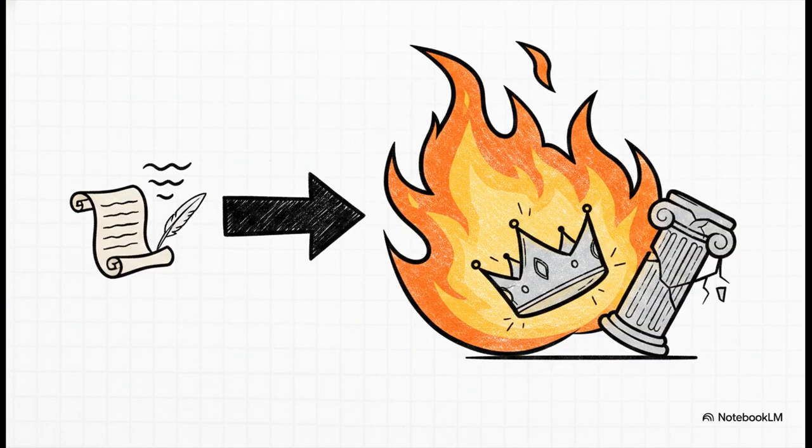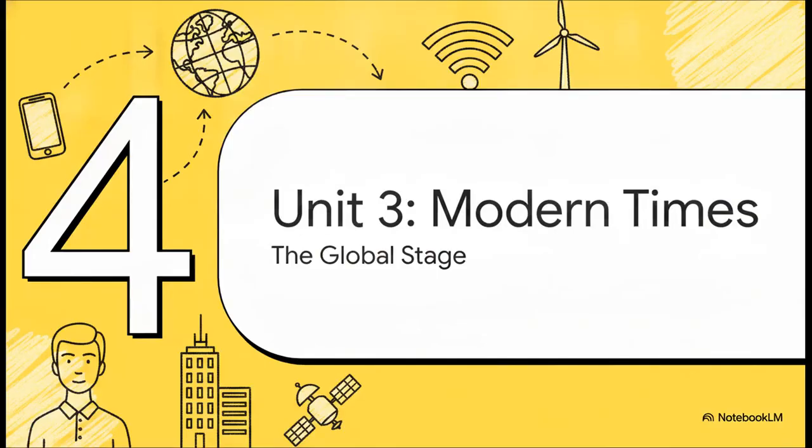And because this era is all about complex ideas, we have to lean heavily on another essential investigative technique, determining a theme or central idea and analyzing its development. You'll literally track how an explosive idea like human rights or revolution starts as just a whisper in a philosophical text and develops into a roar that topples entire empires. Which brings us to Part 4, Unit 3, Modern Times.